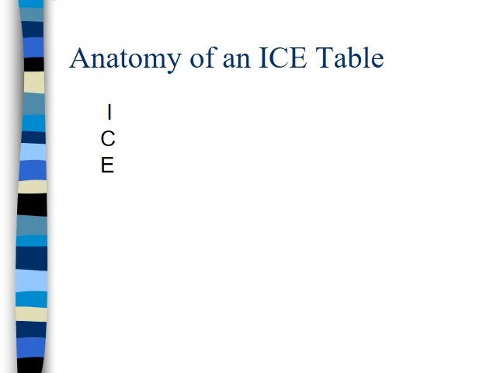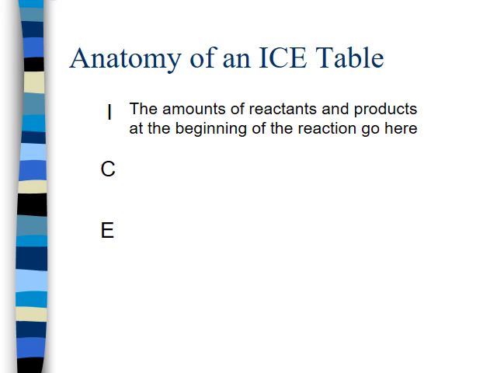It's called ICE because there's three parts. You're going to write I, C, E down the side. I stands for initial. It's the amount of material you have when you start. C is the change. When a reaction progresses, some reactants are going to go away and products are formed. E is the equilibrium amounts, the amounts you have when the reaction is at equilibrium and the forward and the reverse reaction rates are equal. So when you set up an ice table, you put in the amount of reactants and products at the beginning of the reaction, and you'll get that information from the problem.